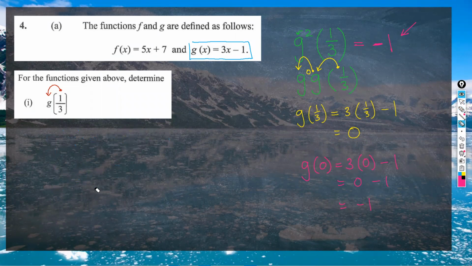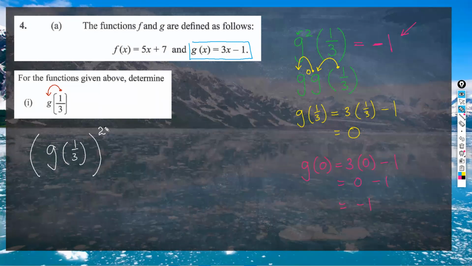Now look at the slight difference between this question and the one before. We have g(1/3), but this whole thing is going in brackets, and then we put the squared outside the brackets. You notice where the squared is in this one and where the squared is in the previous one. Let's see what answer you get for the new one.